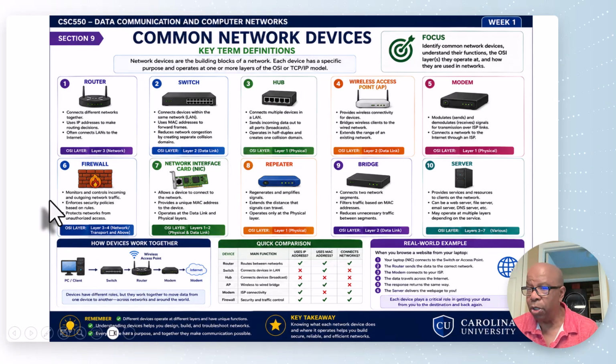Some of these terms you are pretty familiar with, I'm sure. The network interface card allows the device to connect to the network. You must have an interface card. A repeater regenerates and amplifies signals. This is similar to the example we talked about for the access point. It's a repeater to boost that signal down the line.